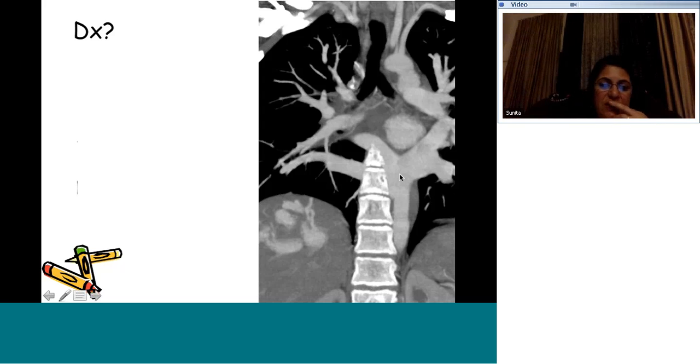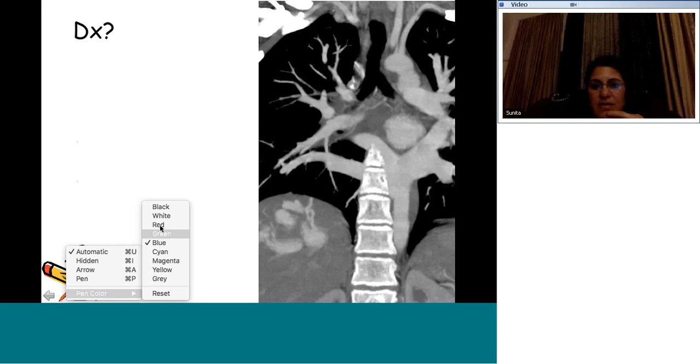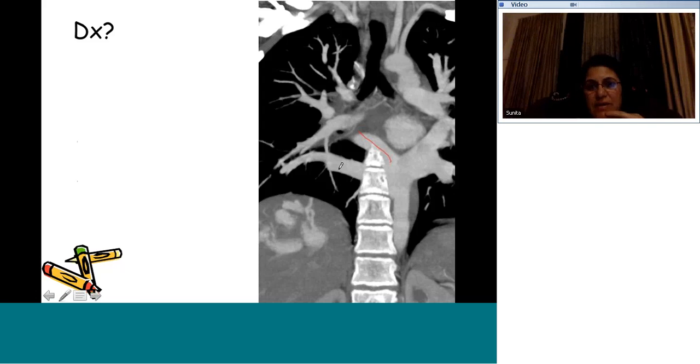Okay, so this one, anyone, diagnosis here on this CT scan? So good, that's an infracardiac PAPVC. You can see the pulmonary veins coming, right? And then you have a vertical vein going down, down, down, and it will enter into the hepatic system and then come back up. So what is the treatment for PAPVC?